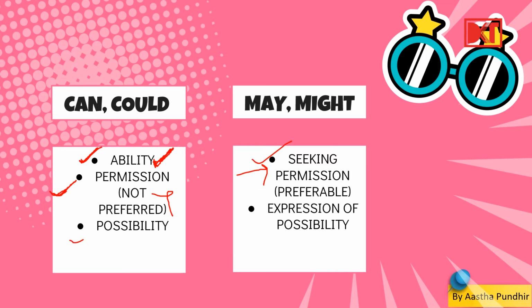Then we have possibility, can or could. This could be the groundbreaking research that changes the country. So possibility. Here also expression of possibility, may and might. Okay.